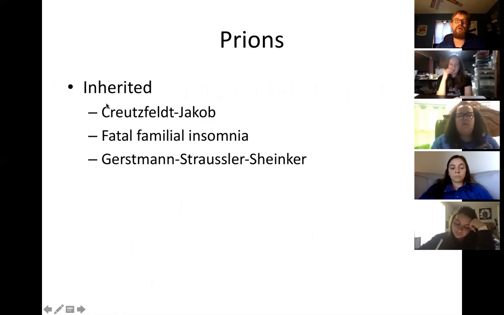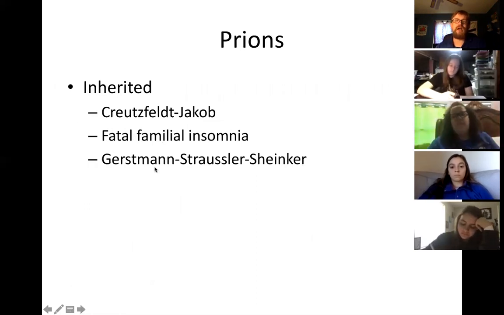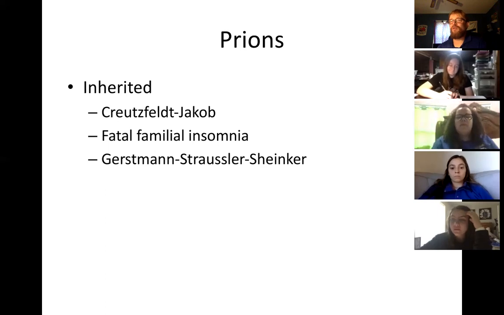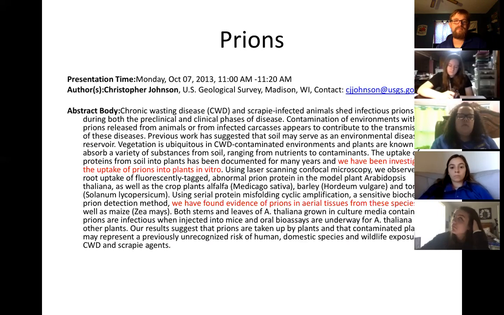Inherited, the genetic component. So this is the classic Creutzfeldt-Jakob disease, fatal familial insomnia, Gerstmann-Straussler-Scheinker. I mean, that's a mouthful, but these are prion diseases that have a genetic component and typically start to appear a little bit later in life. So it can be quite shocking.